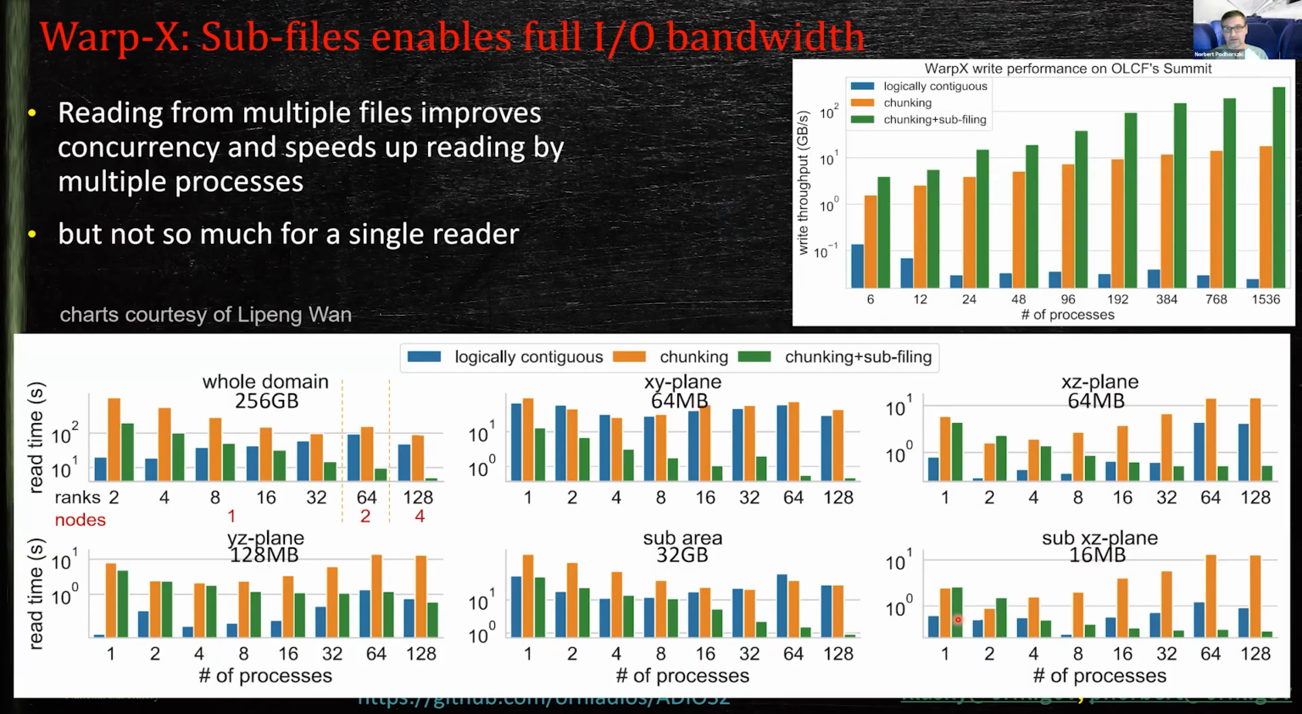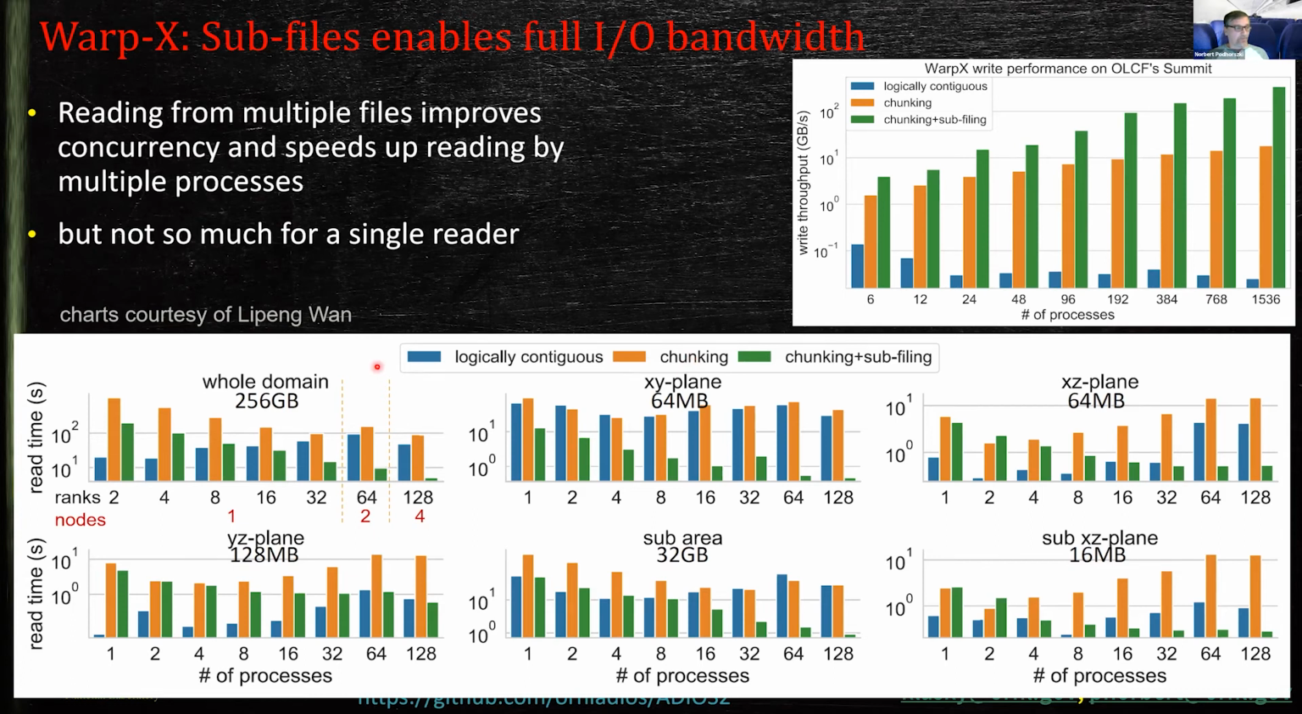And on the read side, this is the bottom chart. This is the 6 basic read patterns of the Vorpx application: reading the entire array, reading 2D slices in each direction, reading a sub 3D block and a sub 2D slice in a plane. This is what usually the users of Vorpx are doing on the read side.